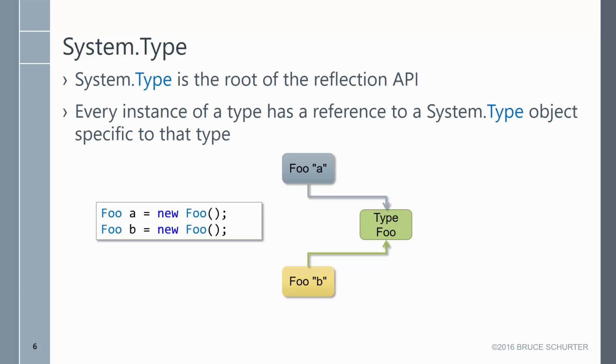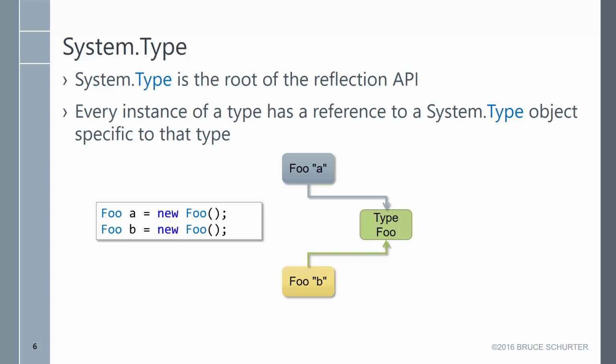Now, a lot of people would say, no, assembly is the root. That is correct. However, most of the time you're not interested in objects at the assembly level. You're looking at things at the type level. You want to get to the meat of the assembly. What are the classes? What are the enums and structs? So type is typically the entry point where you'll start doing your reflection.